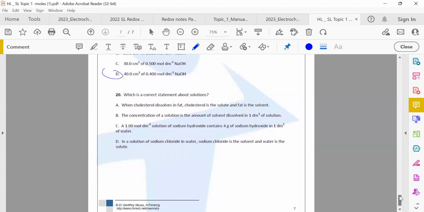Okay, and after that, last question, yay, which is the correct statement about solution? When cholesterol dissolves in fats, basically cholesterol is the solute, fat is the solvent, yay. And of course, fat being the solvent gives the solution, yes. Okay, so I guess the answer is this. Okay, let's check the rest. The concentration of solution is the amount of solvent dissolved, wrong, solute dissolved. And then 1 mole per dm cube of sodium hydroxide containing 4 grams of this, don't think so. Okay, rubbish. And in a solution of sodium chloride, sodium chloride is the solvent and water is the solid. Wrong. Okay, so the answer is A.